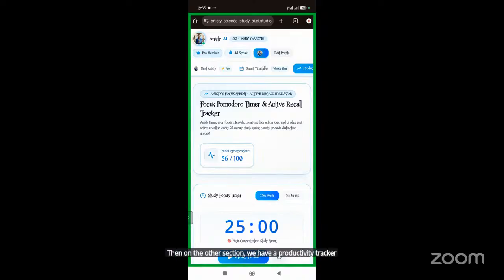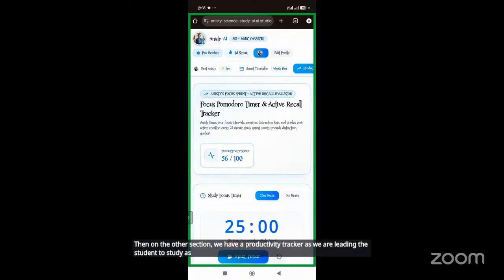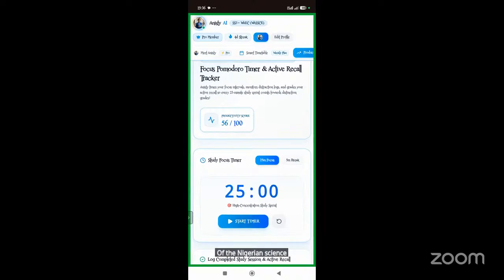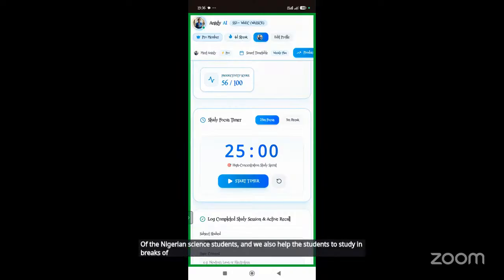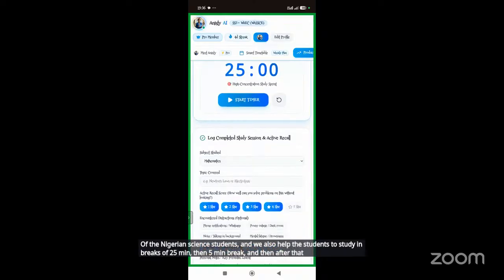As this AI agent is leading the student to study, you have to track the productivity level. How well are you learning, how fast is the learning, and how is it aligning with the curriculum of the Nigerian science students? And we also help the students to study in breaks of 25 minutes, then a 5 minute break, and then after that, the student continues.